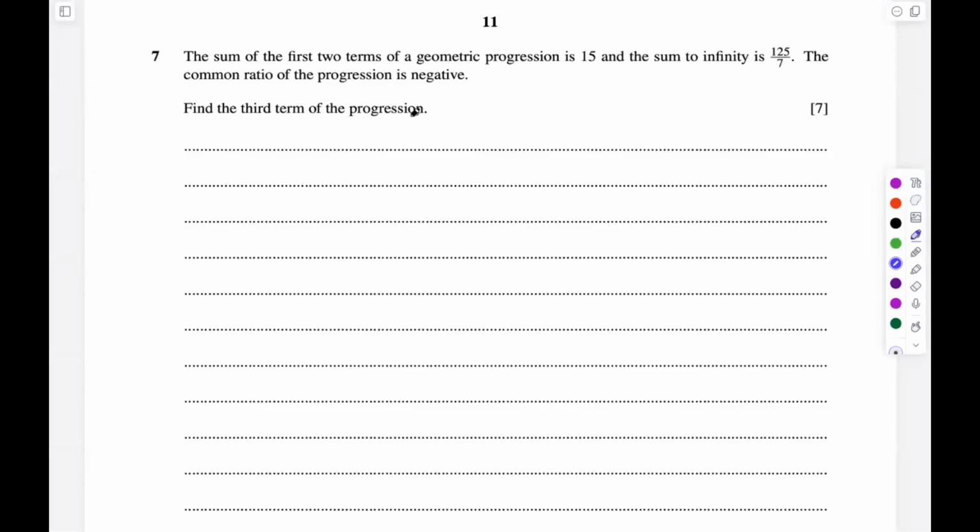In question 7, the sum of the first two terms of a geometric progression is 15 and the sum to infinity is 125 upon 7. The common ratio of the progression is negative. We have to find the third term of the progression.